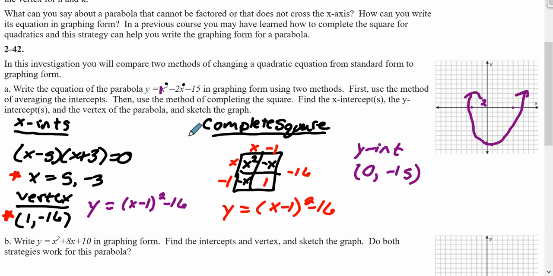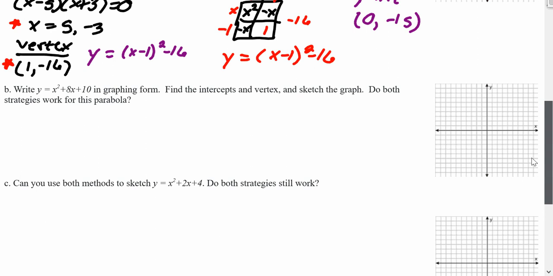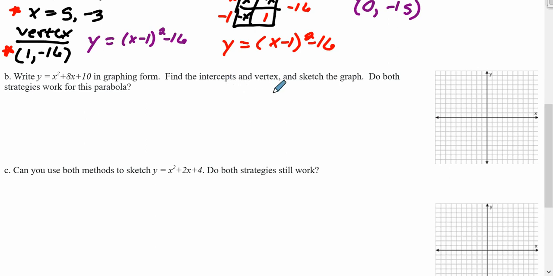Okay, so we've got all of our information based on doing both of these. So the next part, I want you to write the next problem. For part B, y equals x squared plus 8x plus 10 in graphing form. Additionally, I want you to find all the intercepts, the vertex, sketch the graph, and then I'm wondering, do both strategies work for this? So would you be able to do both completing the square and averaging the x-intercepts? But again, I want all of that information, so use whatever method seems to make sense for you.